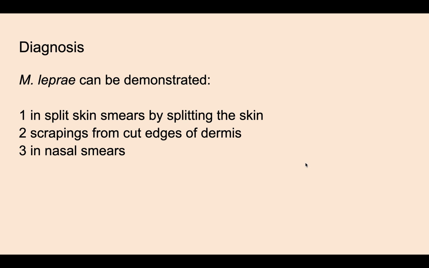Going to the diagnosis part, how do we diagnose a patient of leprosy? Now we can see Mycobacterium leprae via different stains. It is a type of bacilli which can be seen. So which samples do we take to demonstrate Mycobacterium leprae? One is split skin smear. This is taken by splitting the skin with the help of a scalpel, and then the sample is taken. Then scrapings can be taken from the area. Then, very commonly, nasal smear preparation is also done. So these are all the methods.